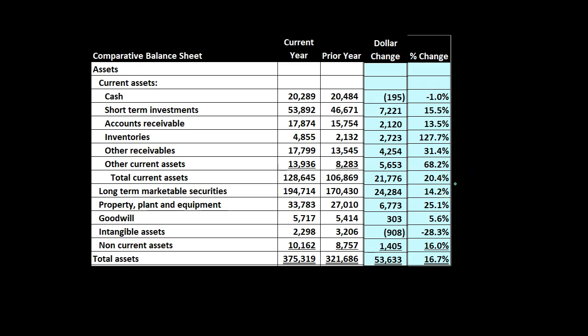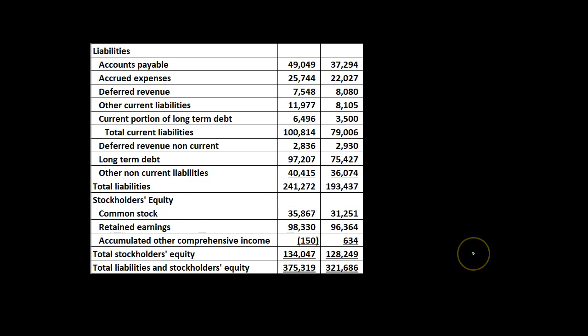Then we've got the long-term market securities also went up, so we're investing overall more in securities. Property, plant, and equipment. Did we buy more property, plant, and equipment? There's a significant increase, so I would assume there was a purchase. Is that purchase doing well? So we might want to just be able to justify that. Intangible assets went down, and so we might want to look into, how did the intangible assets go down? Something like goodwill or patents or something like that. And then non-current assets. So we can look into each of these individually, depending on which ones have the significant changes. And then we can consider the liabilities, of course.